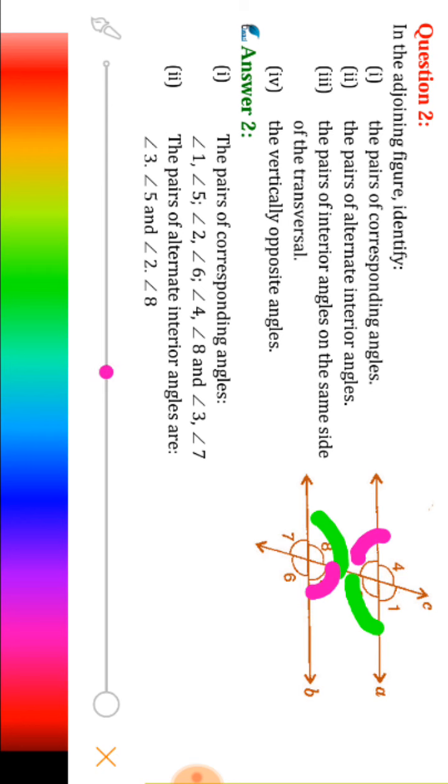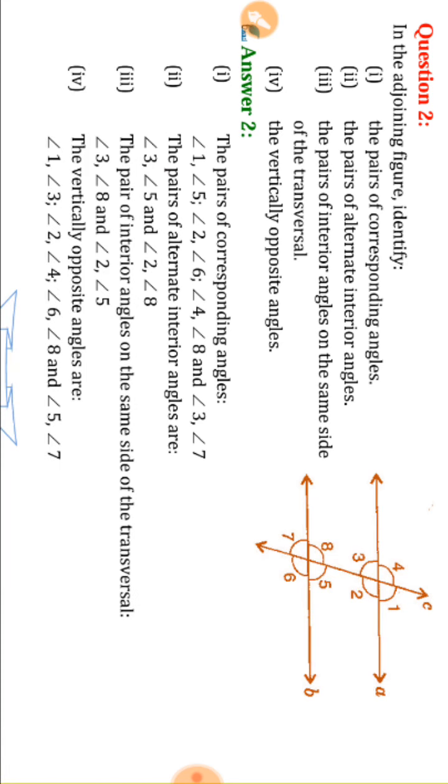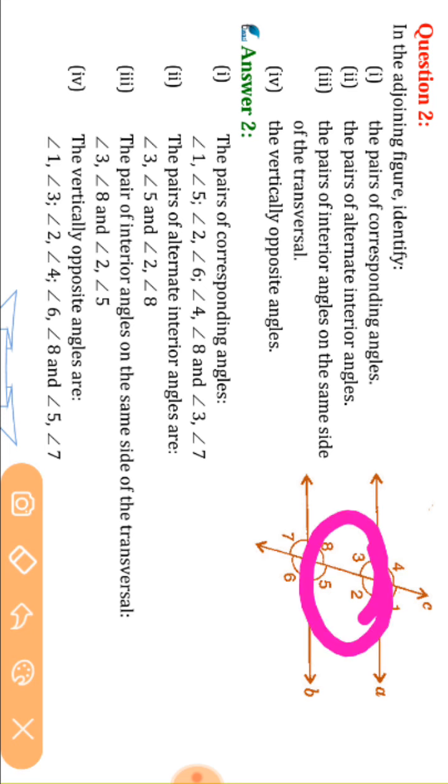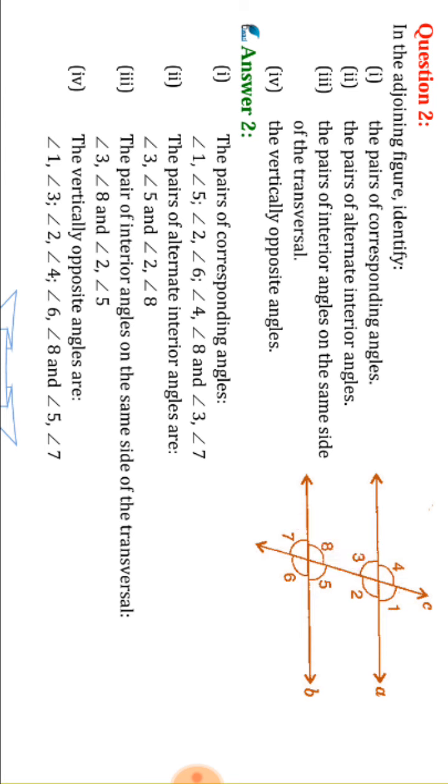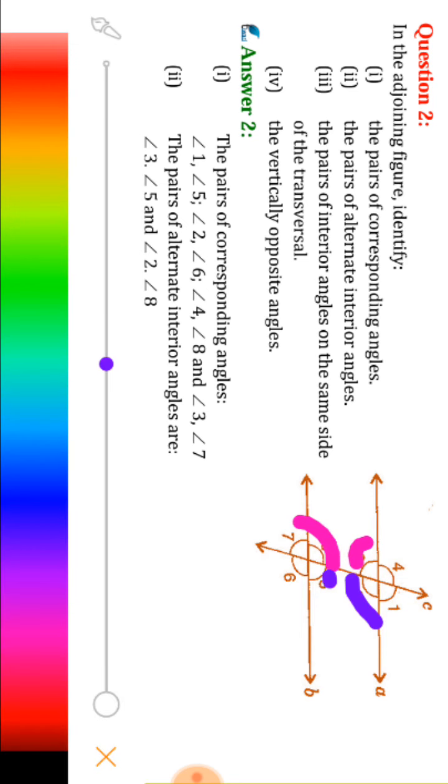Okay. So these are your alternate angles. The pairs of interior angles on the same side. Interior means these 4 angles are interior on the same side of the transversal. Those are nothing but 3 and 8, and one more, 2 and 5. These are the interior angles on the same side. So this side and this side.